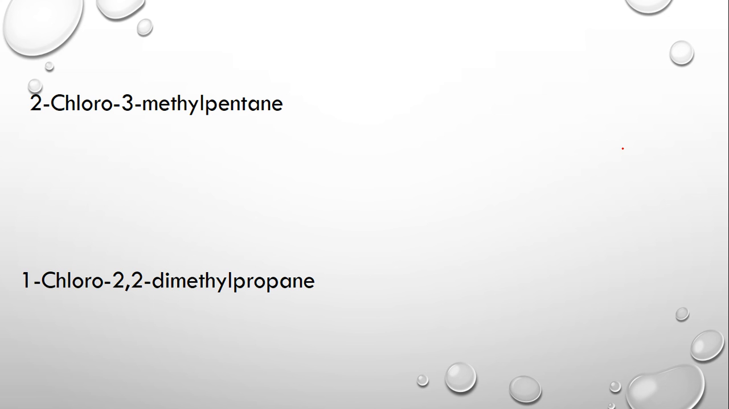Now, the IUPAC name is given and you're supposed to write down the structures. So what are we going to do? The name given is 2-chloro-3-methyl pentane. In such a case, you're first going to look at what is the parent. So parent is pentane over here. And on the pentane, you have substituents attached, which are chloro and methyl. So first write down pentane, which contains 5 carbon atoms. Number them: 1, 2, 3, 4, and 5.